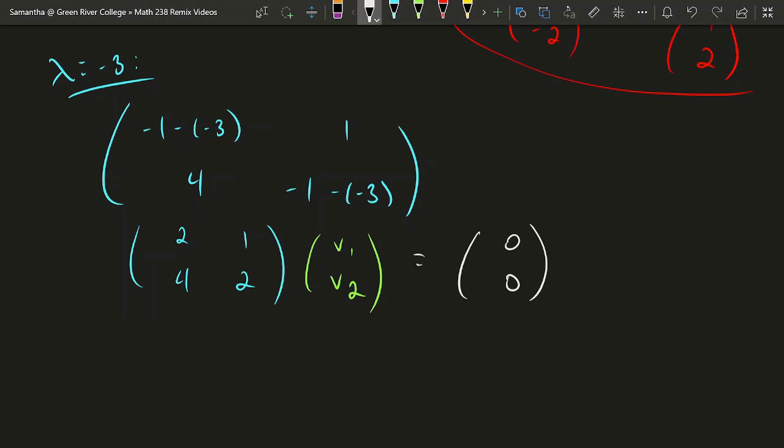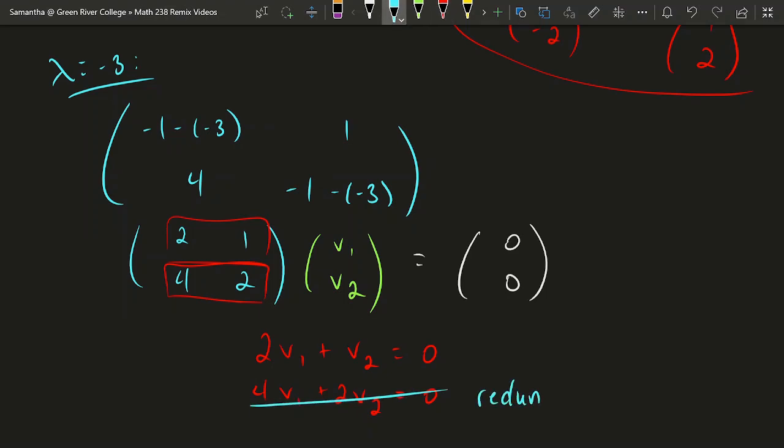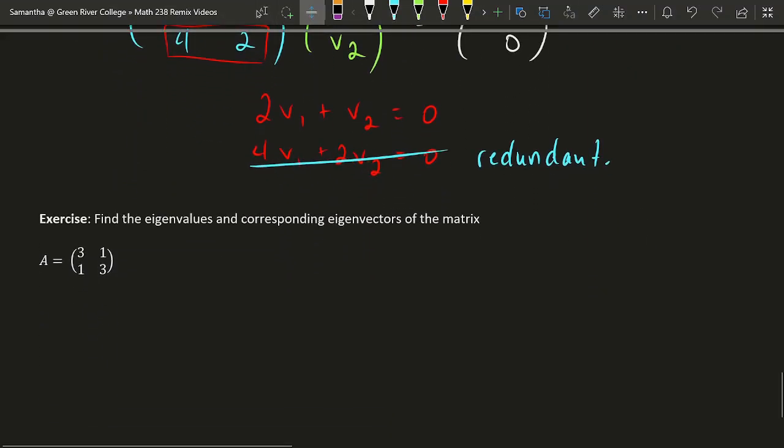Now, do you recognize this situation from yesterday's video? We're in a situation where, in the matrix on the left-hand side, the bottom row is just a scaled version of the top row. So even though there are technically two equations that need to be satisfied, the top product must equal 0, and the bottom product must equal 0, equation number 2 is redundant. Equation number 2 is just a doubled up copy of equation number 1.